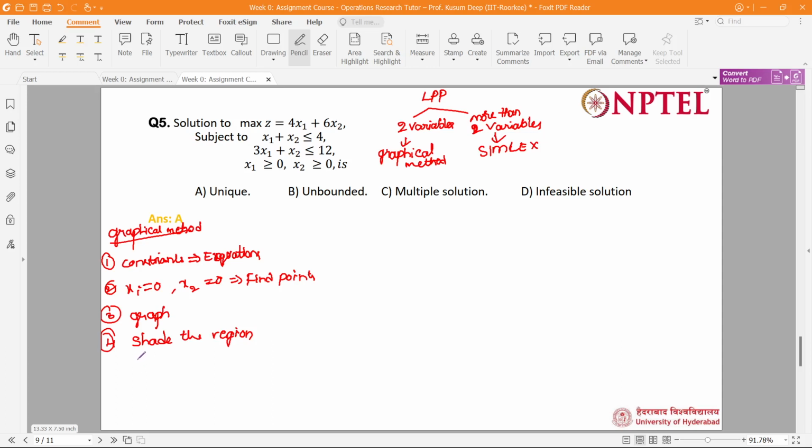That means if the inequality is less than or equal to type, then shade the graph towards the origin. If it is greater than or equal to type, then shade away from the origin.